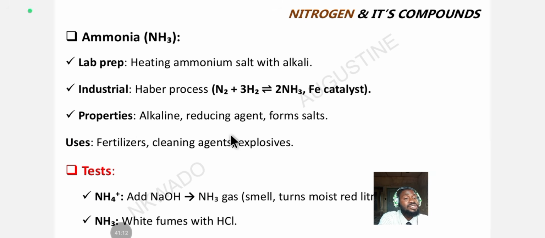Yes, ammonia is a reducing agent. It forms salt when it reacts with what? With acid, it forms salt because it's an alkaline gas. Okay. What are the uses of ammonia?